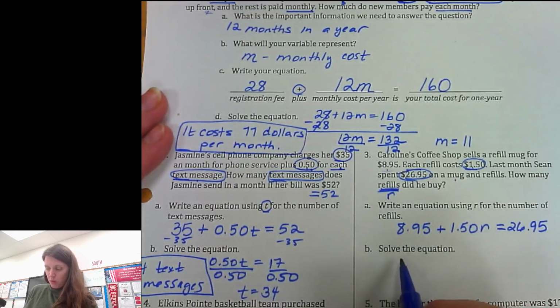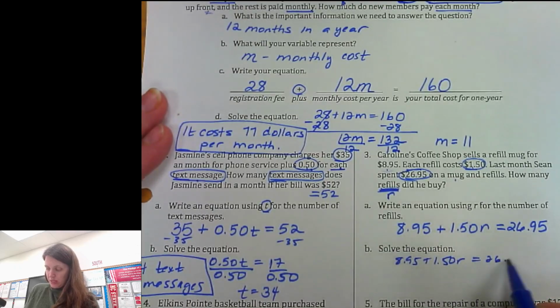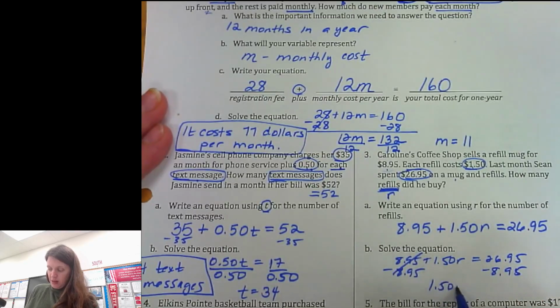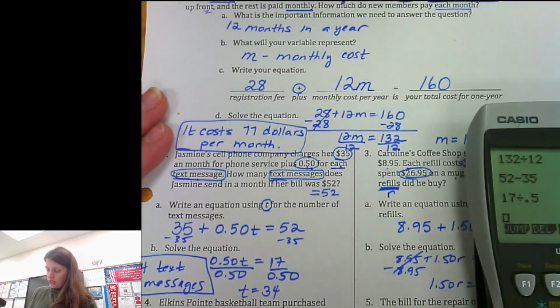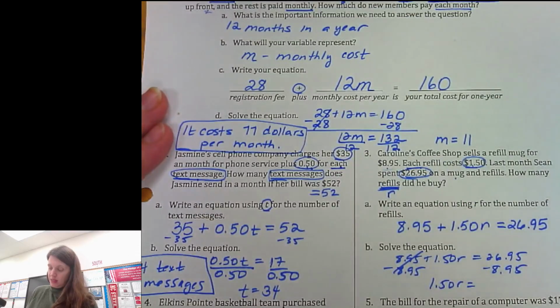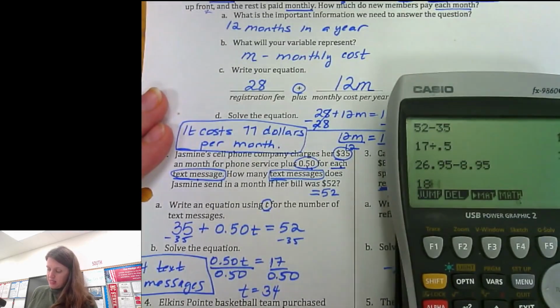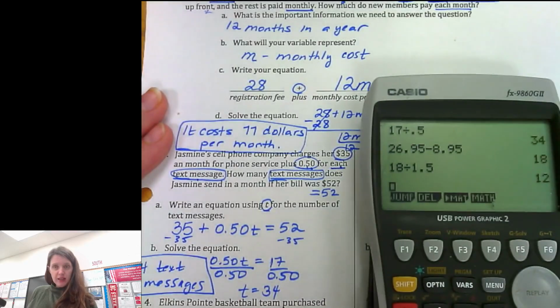So you're basically breaking that into those pieces, okay? And you're solving it the same way, right? If I had $8.95 plus $1.50 R equals $26.95, I want to subtract my $8.95 on both sides. I get $1.50 R is equal to $26.95 minus $8.95. Again, if you can't do that in your head, then do it in your calculator. It should give you 18, right? So we get $1.50 R equals 18. And then the last step is to divide by the number with my variable. I'm dividing by $1.50, so I've got 18 divided by 1.50, and I get 12.